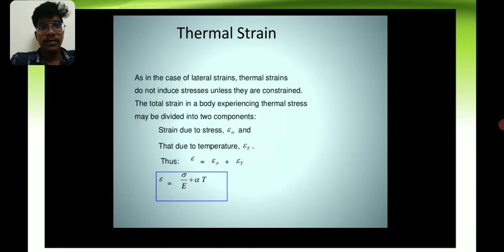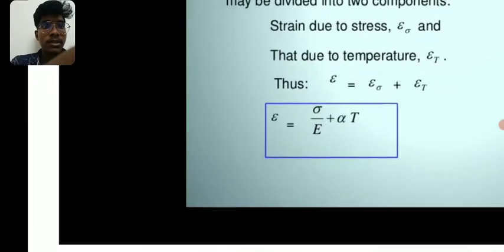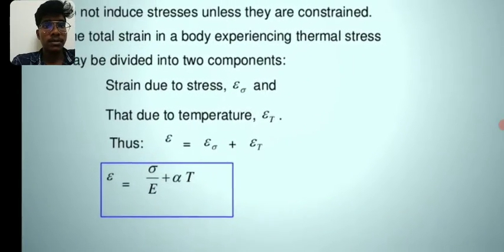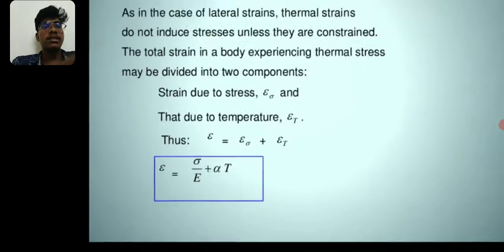Thermal strain: as in the case of lateral strains, thermal strain does not induce stresses unless it is constrained. The total strain in a body experiencing thermal stress may be divided into two components: strain due to stress, epsilon sigma, and strain due to temperature, epsilon T. That is, epsilon is equal to epsilon sigma plus epsilon T, that is equal to sigma by E plus alpha into T.